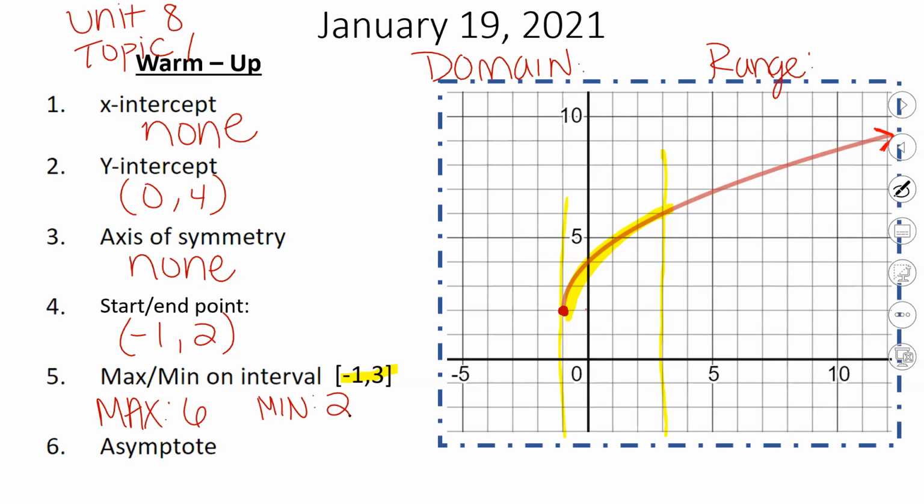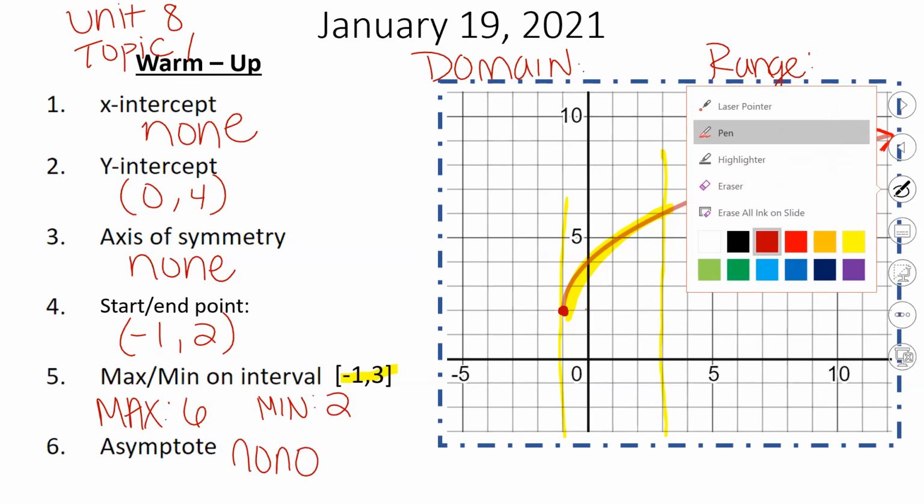Does this graph have an asymptote? How do you know what graphs have an asymptote? What do they have to look like? An L. Does this look like an L? No. So does this have an asymptote? No. So, no or none.